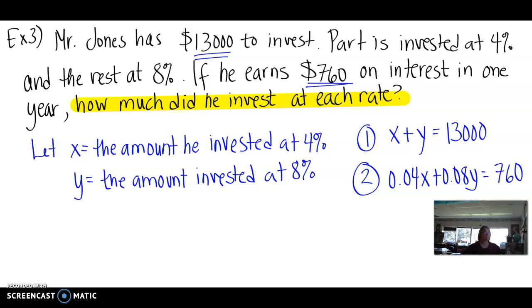So I let x be the amount he invested at 4% and y is the amount that he invested at 8%. So I want to figure those things out. That's what the question is asking. So that's what you want your variables to represent.